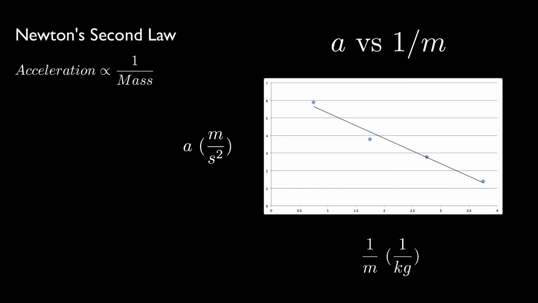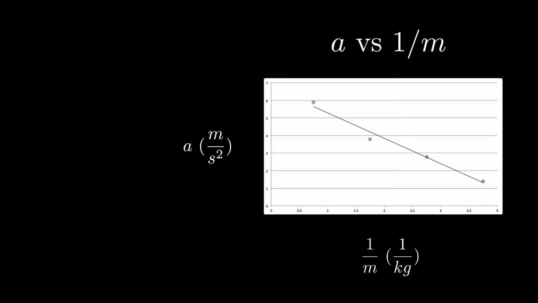So in this case, the gradient of the graph is given by the acceleration divided by 1 over the mass. And so the gradient is equal to the acceleration times the mass, which is equal to the force. And since we were applying pretty much the same force in each case, we end up with a nice straight line here.